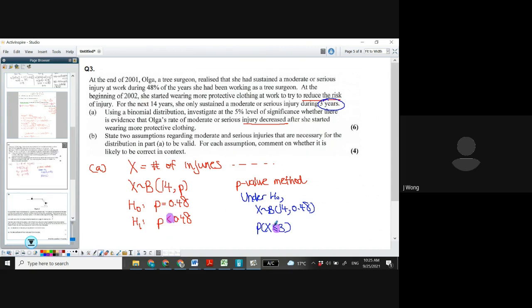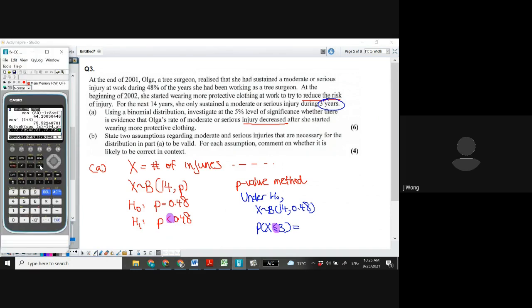So these two signs have to face the same way. I'm just going to work out this probability using the calculator. You go to Stats, then Distribution, then Binomial CD. The lower bound is going to be 0, the upper is 3, and the number of trials is going to be 14, with p equal to 0.48. And boom, I get a probability for it.